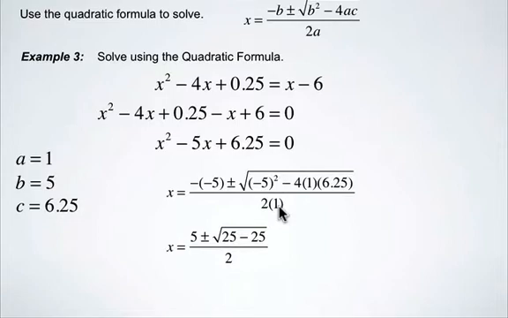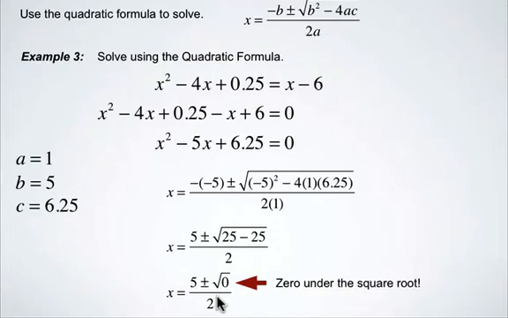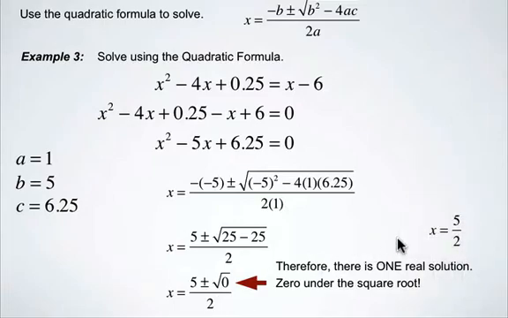We simplify it, and we get 5 plus or minus the square root of 0 divided by 2. There's a 0 under the square root, so there is one real solution. The square root of 0 is 0. So x equals 5 over 2, or 5 halves.